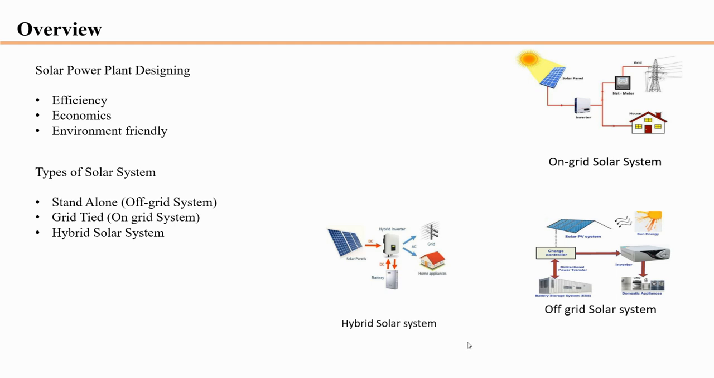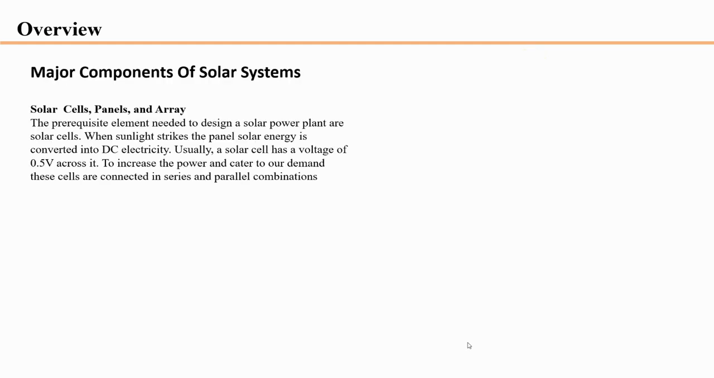The third one is the hybrid solar system. It consists of battery and grid as well as the solar panels. The solar energy is converted into electrical energy, then it is stored in the battery and then applied to the home appliances. If excess electricity is generated, the quantity is transferred to the grid also.